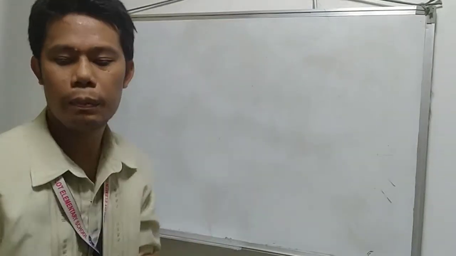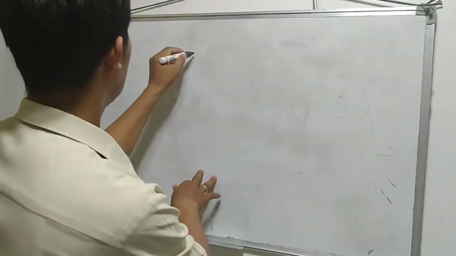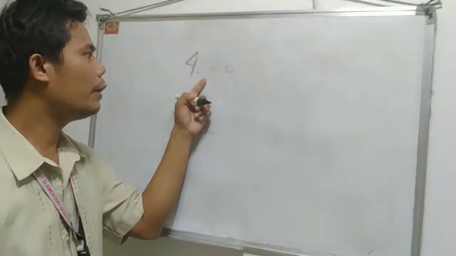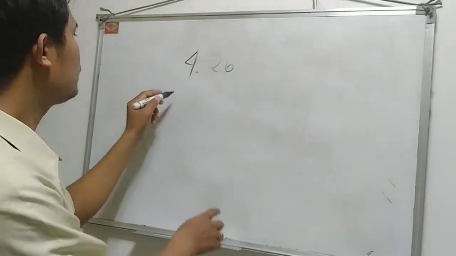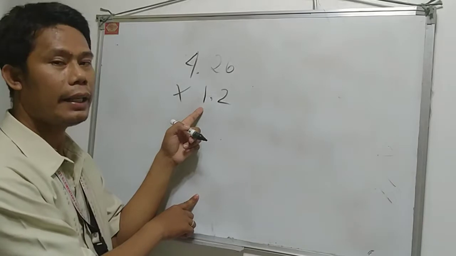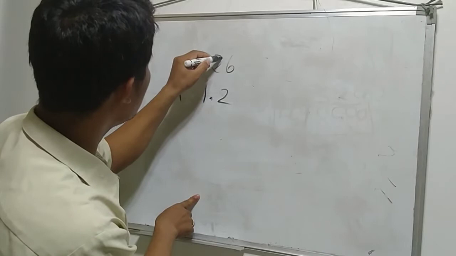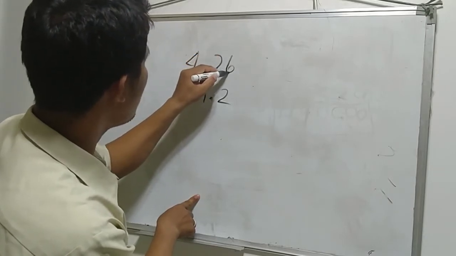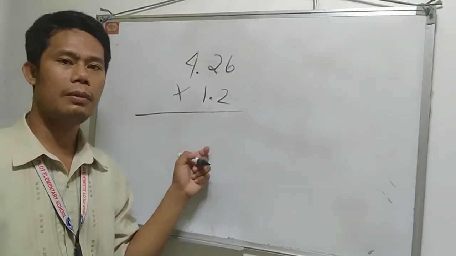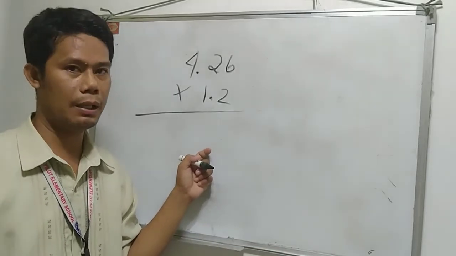Supposing we are going to multiply a decimal number by another decimal number. So let's have this: 4 and 26 hundredths times 1 and 2 tenths. Everybody agreed? Now, this is multiplying a mixed decimal by another mixed decimal. To multiply numbers like this, you are going to multiply like whole numbers. Parang whole number lamang siya.